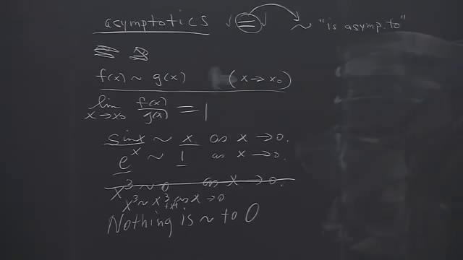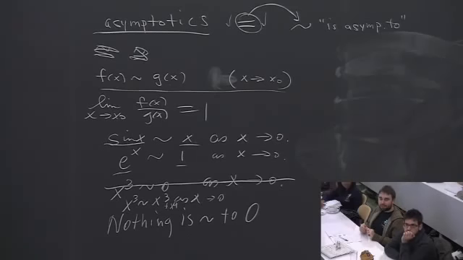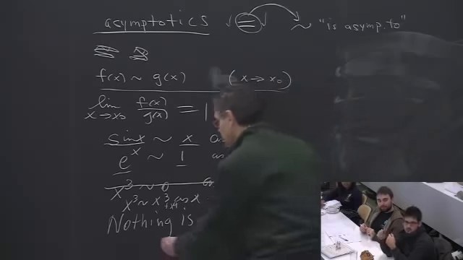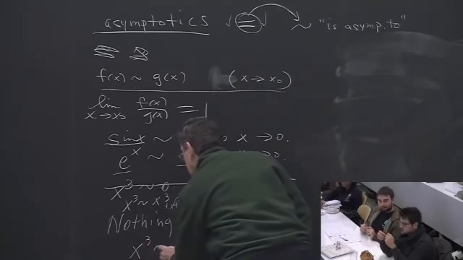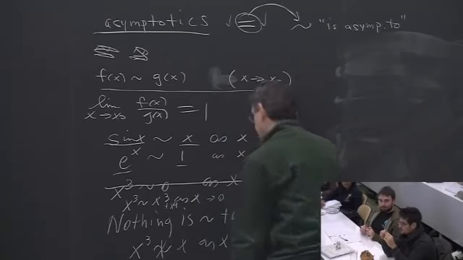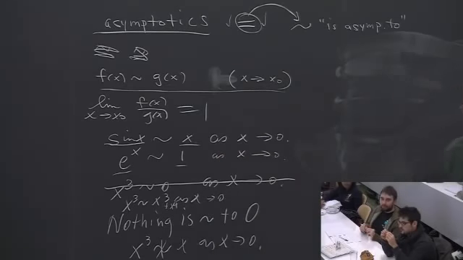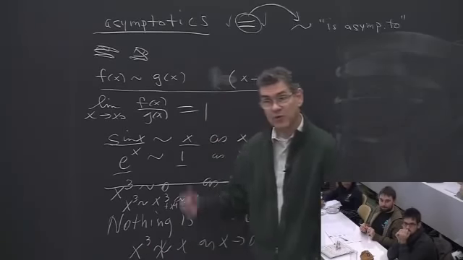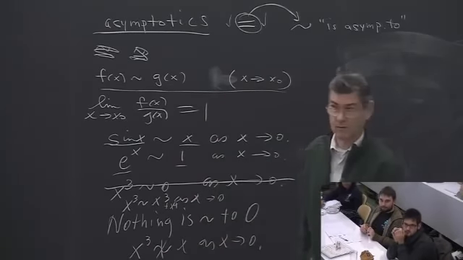Oh, if you want something simple, could you not put x? What's that? You could put x cubed is asymptotic to x? No, it isn't. Now, as x goes to 0. No, it's not true. x cubed is not asymptotic to x as x goes to 0. Oh, yeah. Okay, because the ratio of x cubed over x either approaches infinity or 0, but not 1.